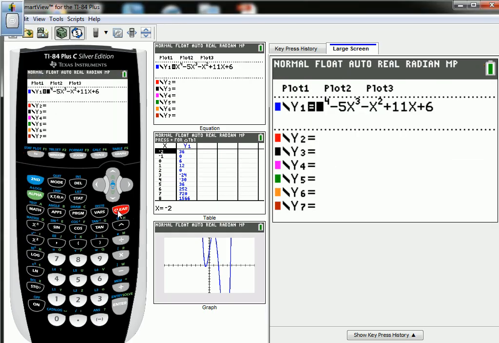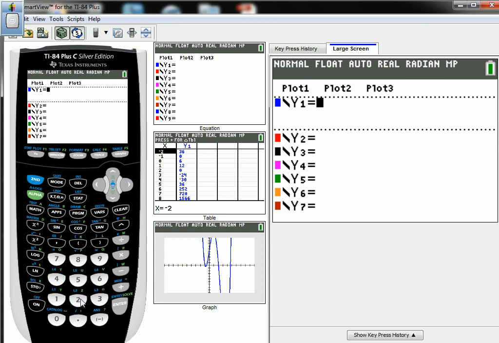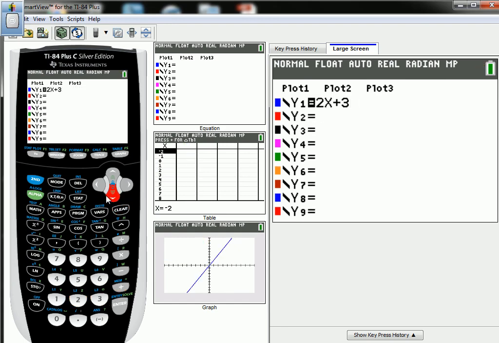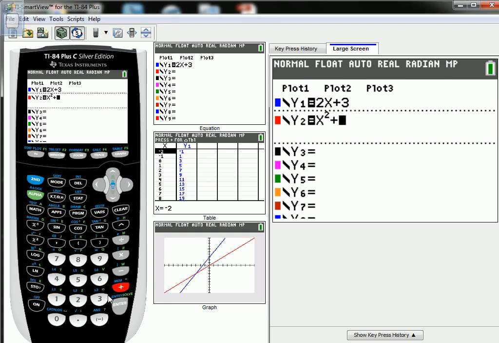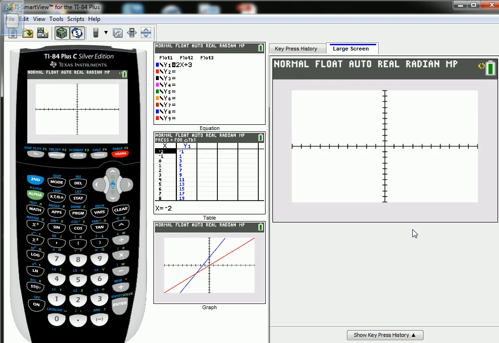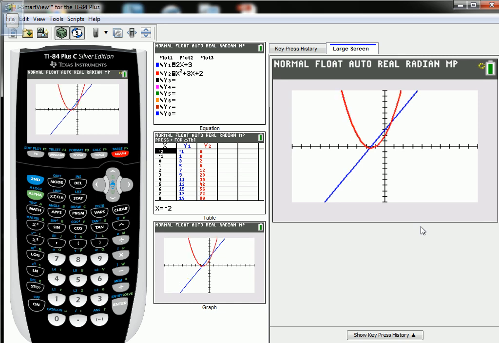Okay, so in y1, we'll enter the first equation, which is 2x plus 3. And in y2, we'll enter our second equation, which is x squared plus 3x plus 2. And then we can see there's our line, and here comes our parabola. And we can certainly tell they do intersect twice. They intersect here and here.